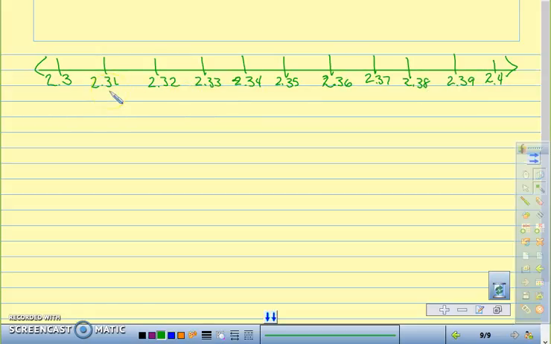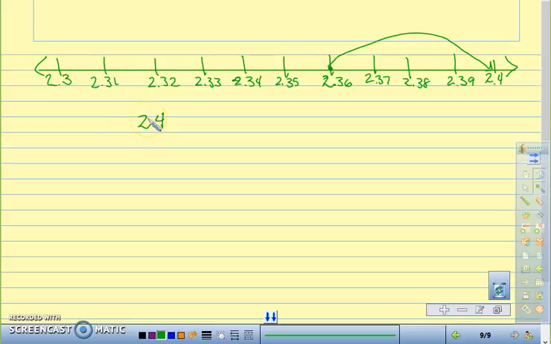Okay, now it says, is 2 and 36/100 closer to 2 and 3/10 or 2 and 4/10? So let's find 2 and 36/100. It is beyond the midway point. It has 6 or higher, so it is going to go to 2 and 4/10. Sorry, I keep getting mixed up there.